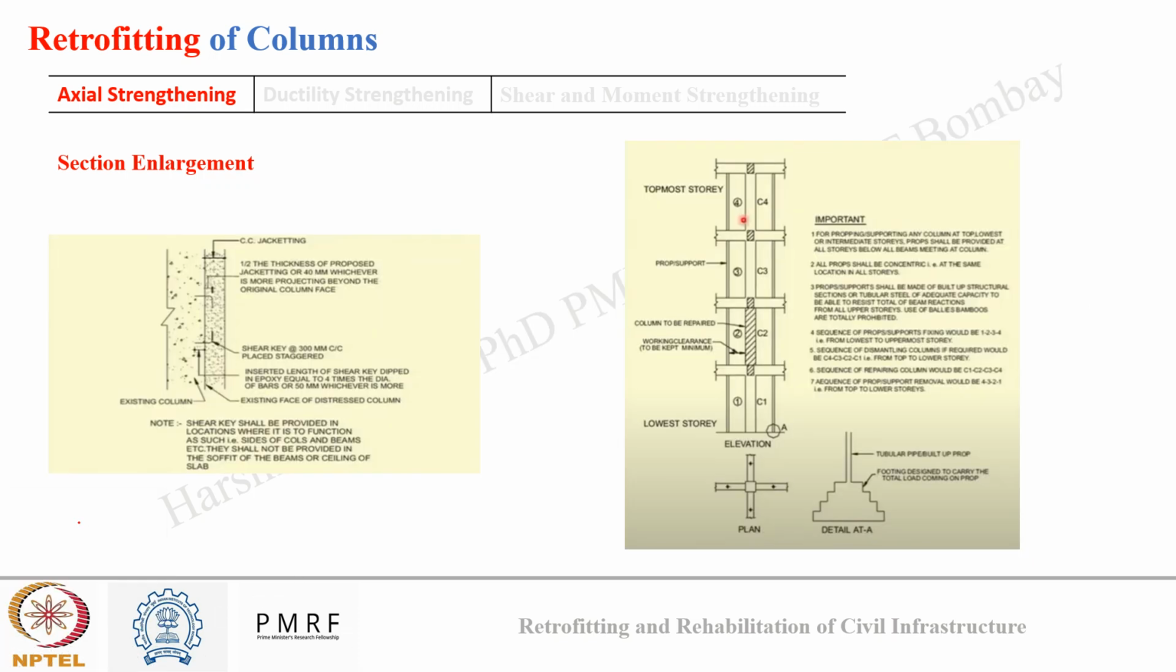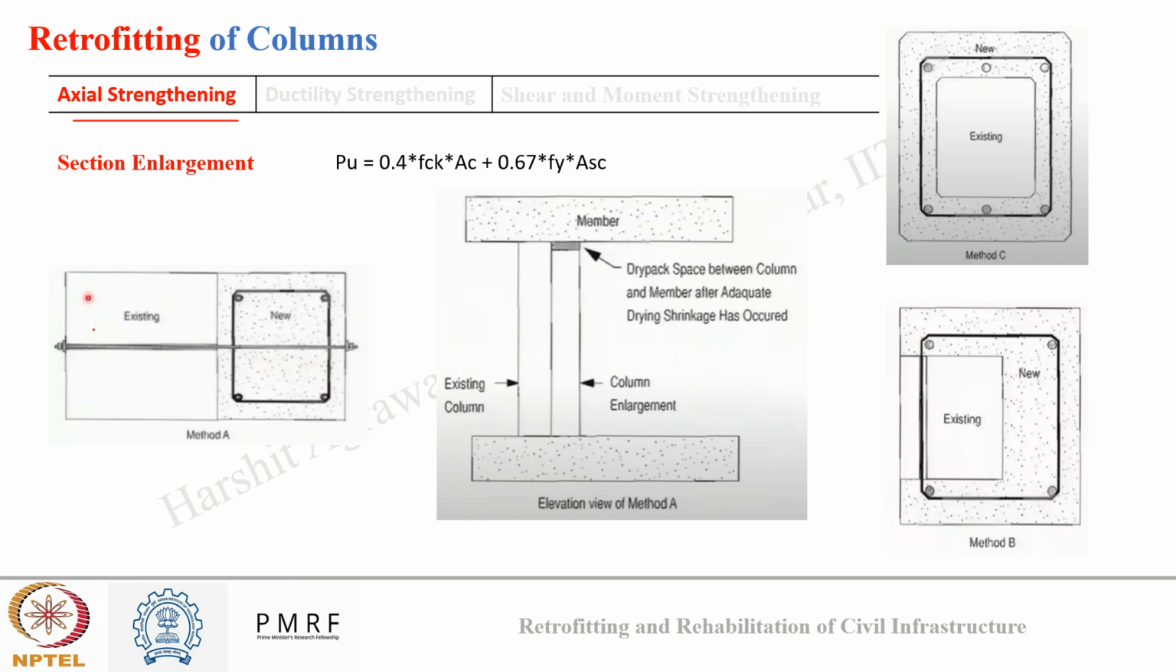In this diagram, you can see there was an existing column, and over that, a new concrete overlay has been provided along with its own reinforcement, and both of them were attached by through and through bolting using an epoxy rod. This was the front view, and this is the top view. What this will do is provide additional steel in compression and additional area of concrete, which will increase my PU.